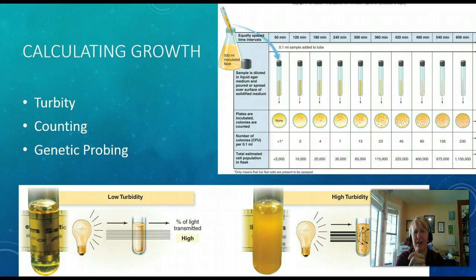The last is genetic probing. This is a lot more involved process, a lot more expensive. In this case, we use RNA to determine how many cells are present. So it's really accurate. It's also really expensive. So that's why turbidity is the easiest and the cheapest, to genetic probing is the most expensive and to an extent time consuming. So that's the three different areas.